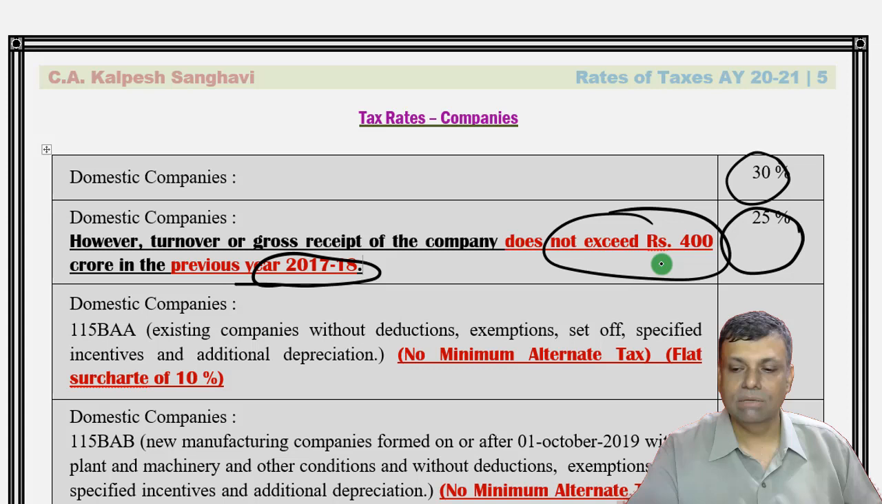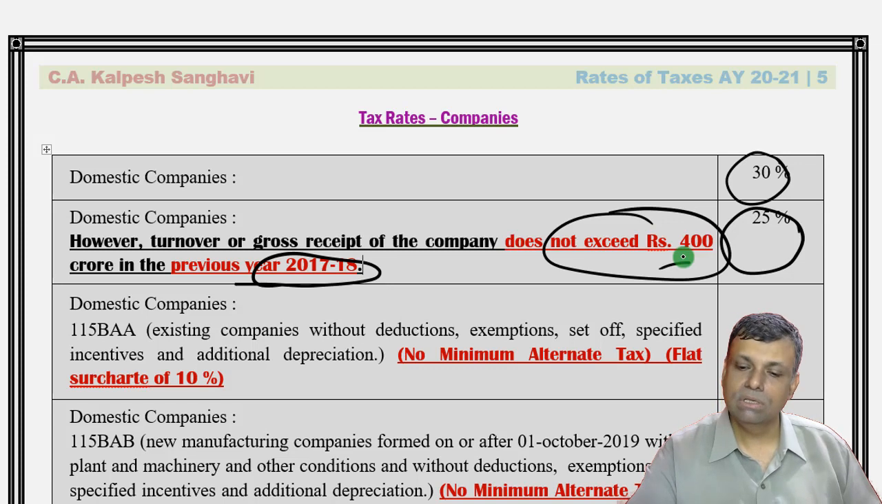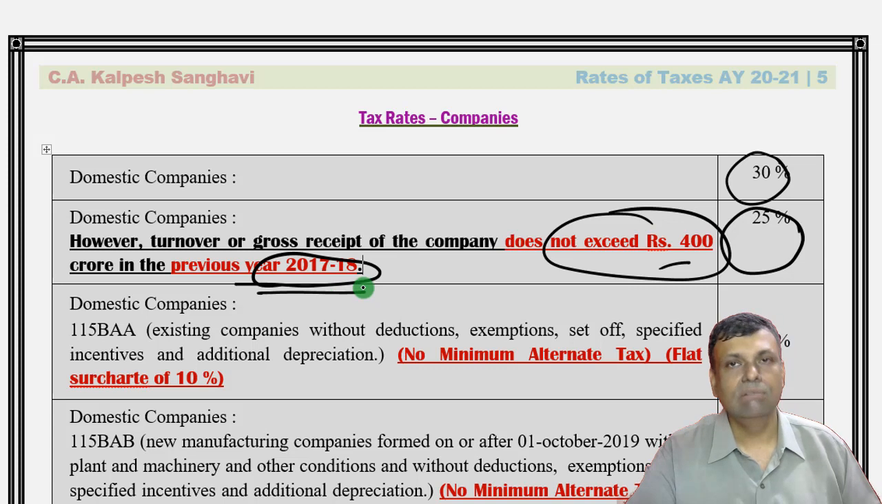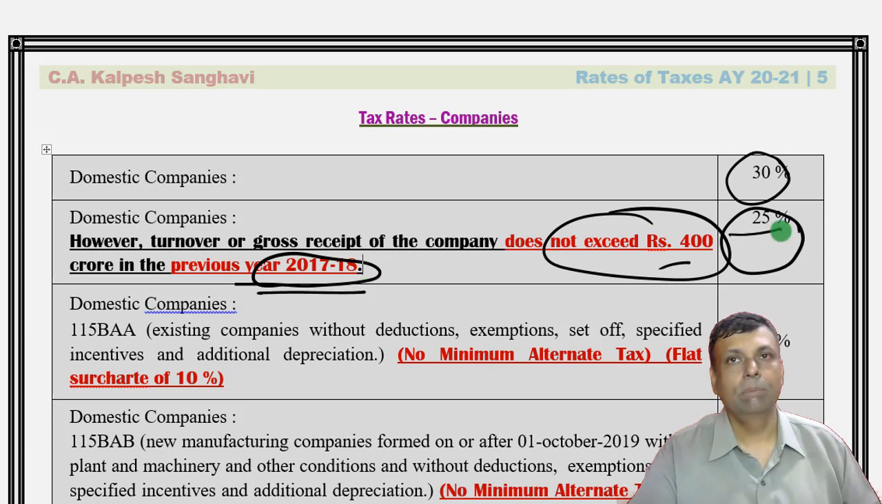Very large companies, of course, will have turnover crossing this limit of 400 crores. But mid-size and small companies where the turnover does not cross the limit of 400 crores in the previous year 17-18, which I normally call the year to year before, get a 25% tax rate.